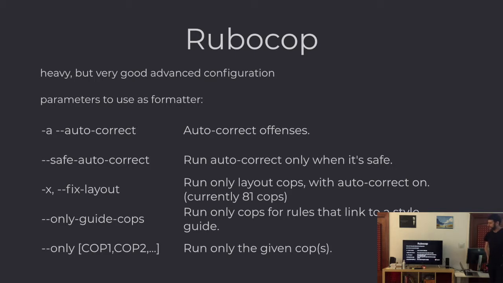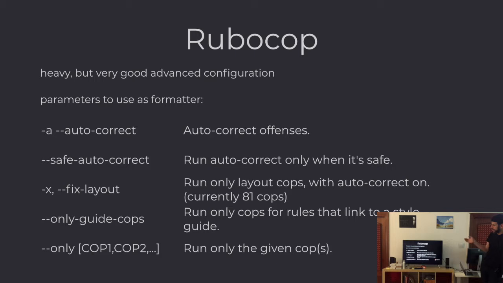So firstly, Rubocop. It's not so fast, but has very good advanced configuration, which is not well perceived in the world of formatters, because we should have almost one style for the whole Ruby community, and this makes it easier to go to another project without needing to enforce a specific configuration of the formatters and style linters, for example, from Rubocop. Rubocop can also be a formatter. We have parameters to use it as a formatter. So we have autocorrect offenses.